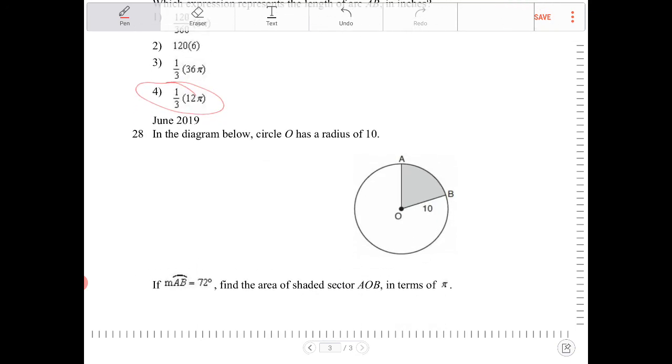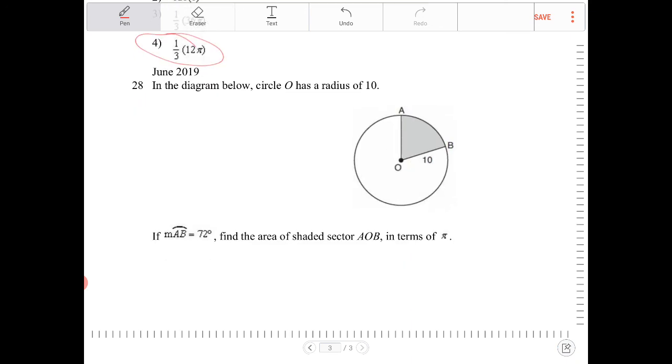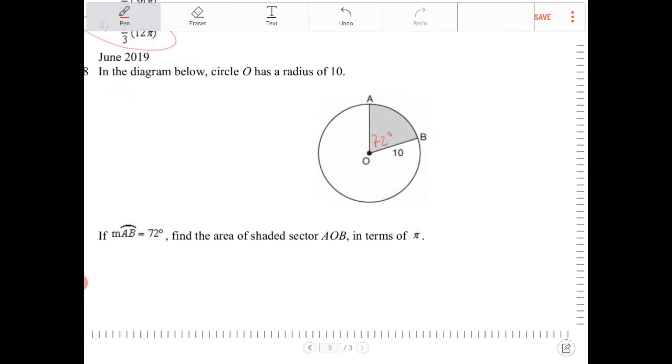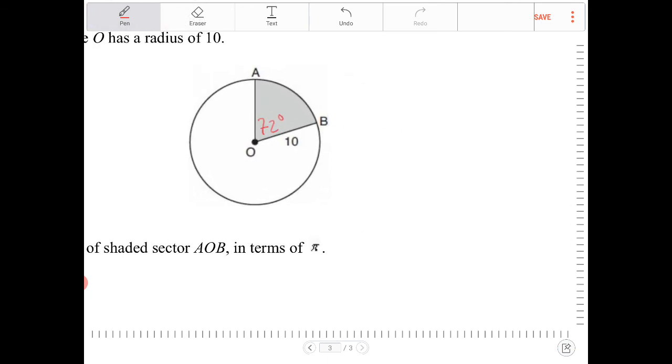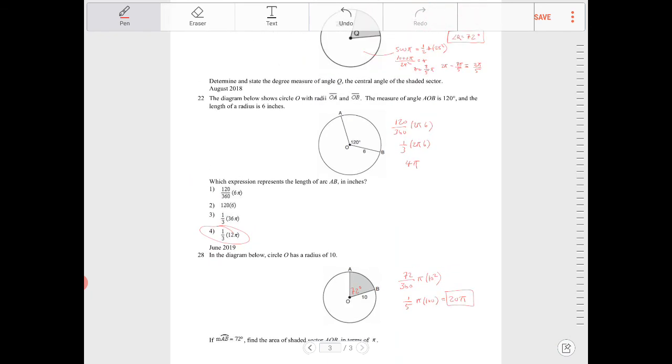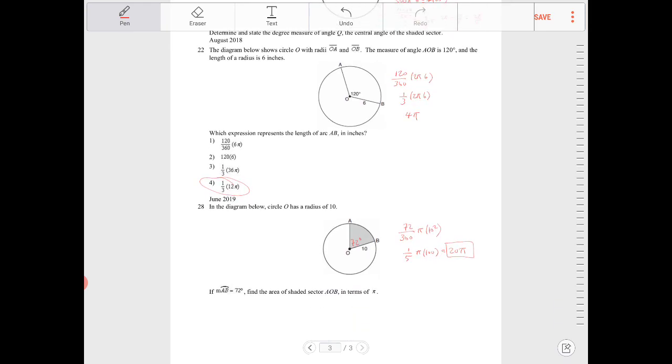Number 28. In the diagram below, circle O has a radius of 10. Arc AB is equal to 72, which means this angle over here is also 72 degrees. Find the area of the shaded sector. So 72 degrees over 360 times pi times 10 squared. 72 over 360 is actually 1/5 times 100. So that would be 20 pi then. And is that it? That is it.